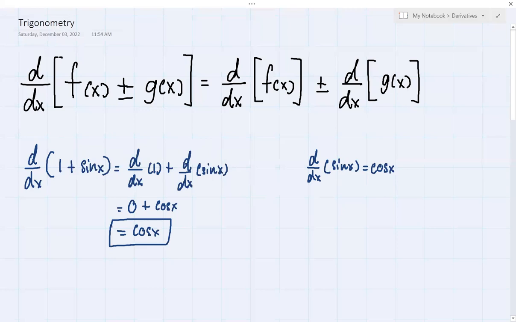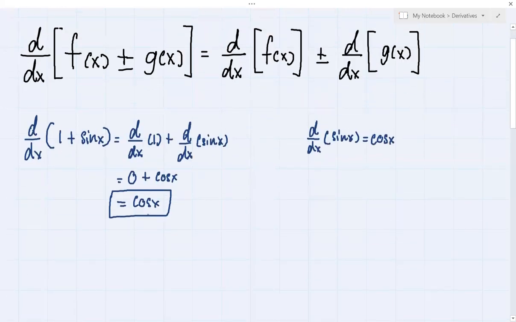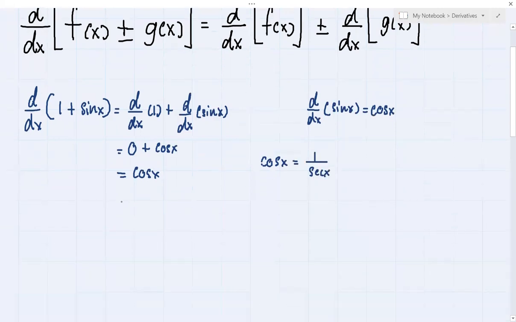That's it. Okay? By the way, it could mean a different thing. Sorry, I made a mistake in my wording. By the way, you can simplify it in another way or another format. Cosine x is the same as 1 all over secant x. So you can rewrite this as 1 all over secant x. Okay? This is also possible.